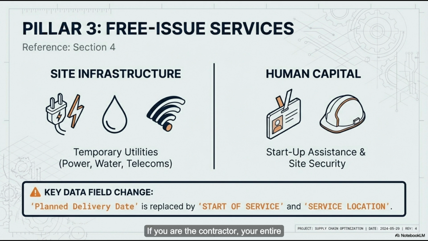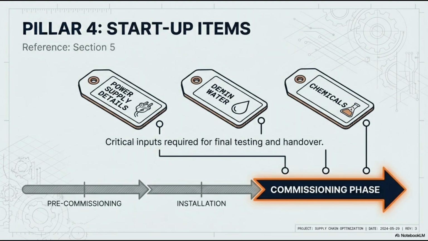If you are the contractor, your entire master schedule is built around these specific items arriving. You represent a highly choreographed sequence of events. Right? You can't install the piping until the pressure vessel is on site. You can't wire the building until the transformer arrives. So if the employer provides the item, the employer effectively owns the schedule risk.